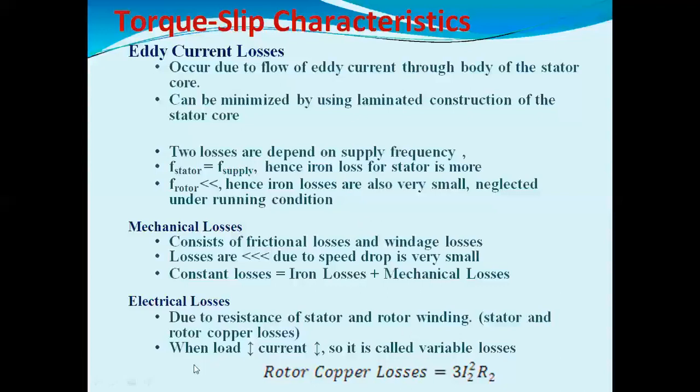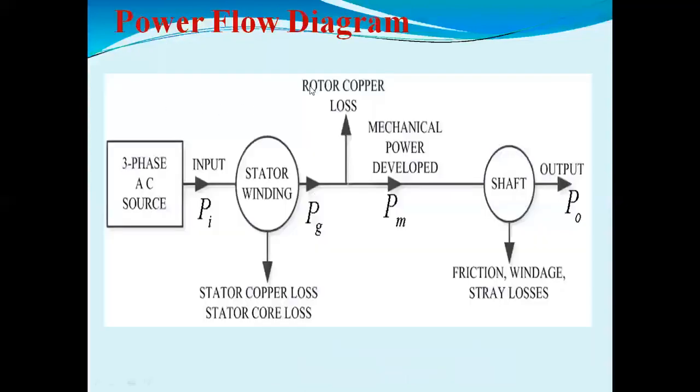Another part is the electrical losses, which are due to the resistance of the stator and rotor winding. The stator and rotor copper loss, the I square R loss, are generally known as electrical loss. As the load goes on increasing, the current also increases, so the variable losses, that is the rotor copper losses, are equal to 3I2 square R. So this is the general power flow diagram that we will see.